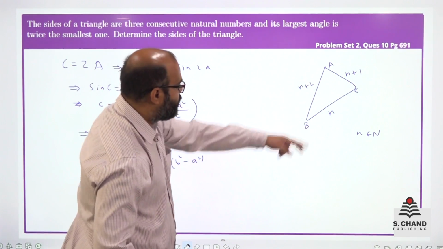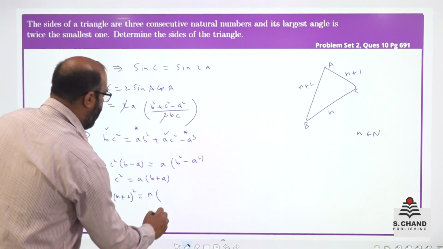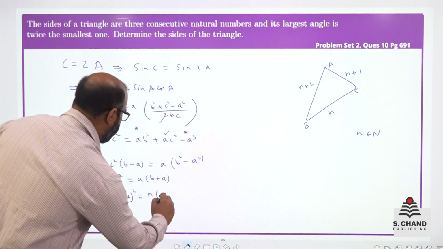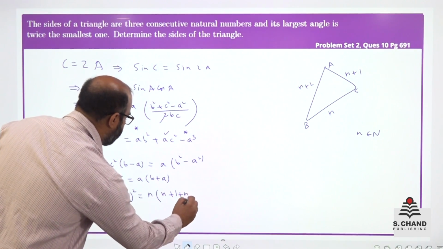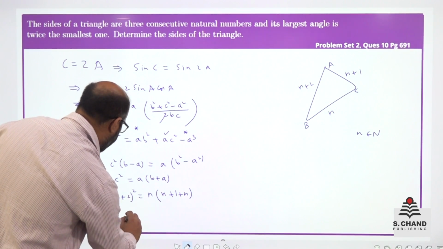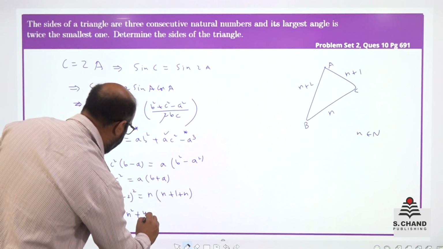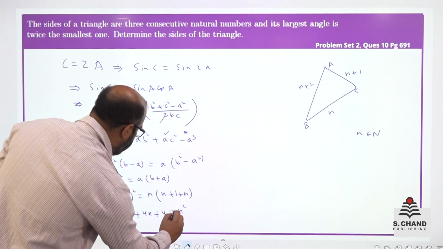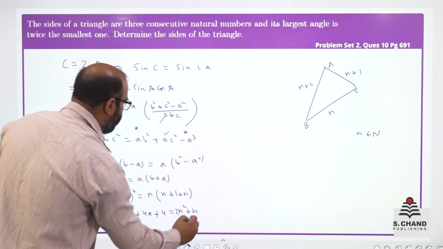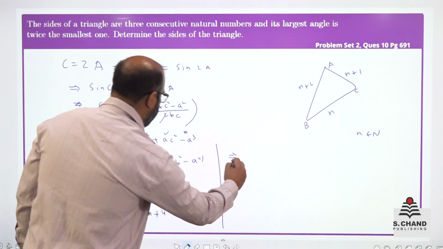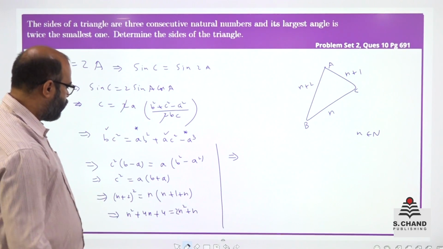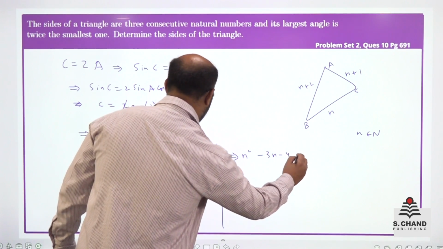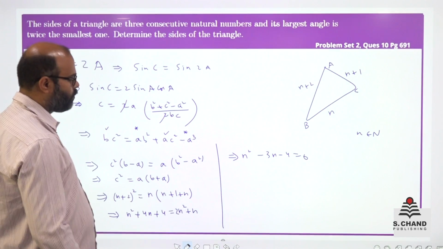A is given as n, B as n plus 1, and C as n plus 2. It is like this. So this is n square plus 4n plus 4 is equal to n square, that is 2 times n. So in the next step, n square minus 3n minus 4 is equal to 0.